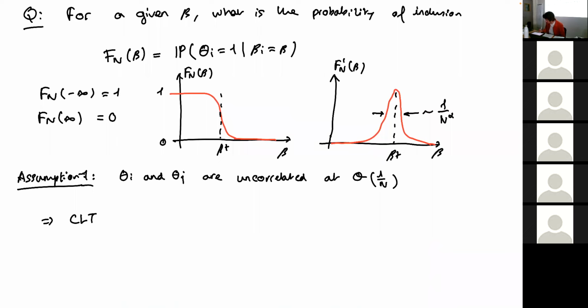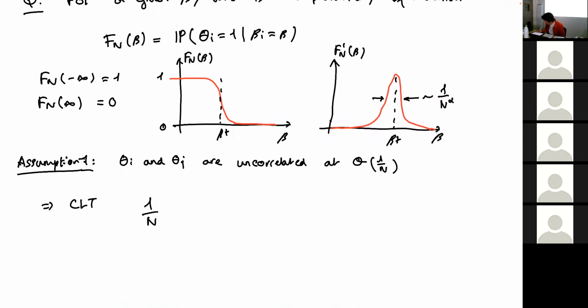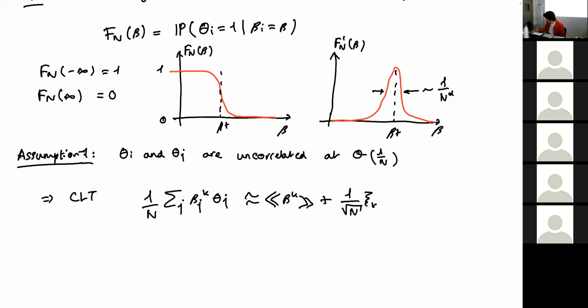And so this means now that we can write, for example, 1 over n sum over j of beta_j to some power k, so it's going to be 1 or 2, times theta_j, and it's going to be approximately equal. And so bear with me with the notation. I'll explain what this double bracket means in just a second. But importantly, there's 1 over root n fluctuations. And so we have the average of the fluctuation which is equal to 0. Its variance is going to depend on k. So we'll have one expression for beta squared, one expression for beta.